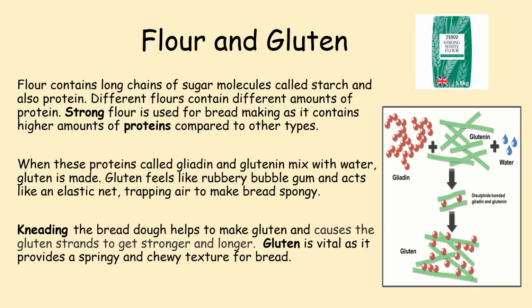Flour contains long chains of sugar molecules called starch, and it also contains protein. Different flours contain different amounts of protein. Strong flour or bread flour is used for bread making as it contains higher amounts of proteins compared to other types. When these proteins, called gliadin and glutenin, mix with water, gluten is made.